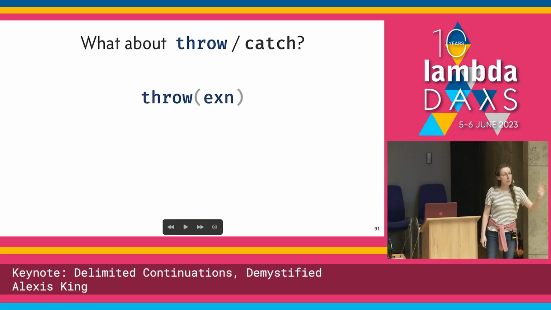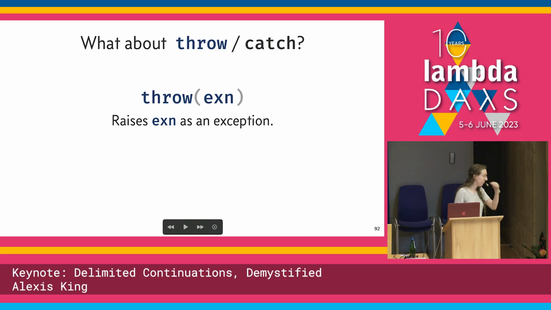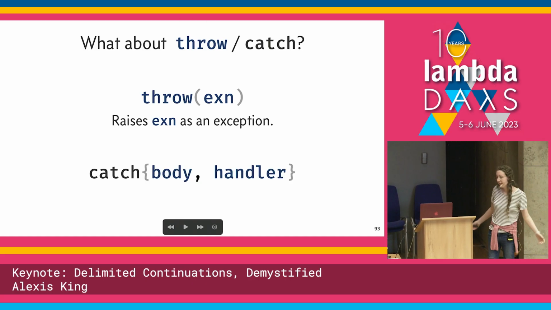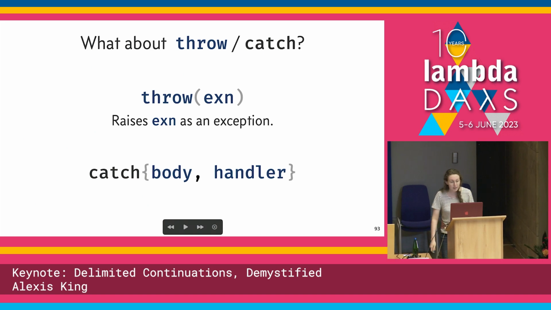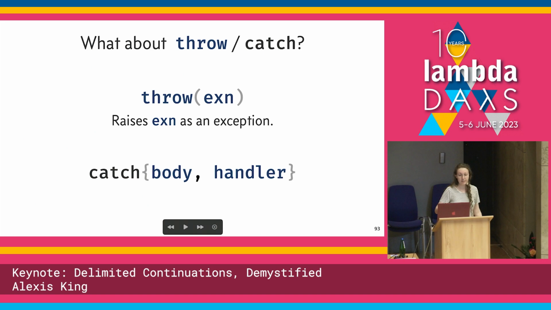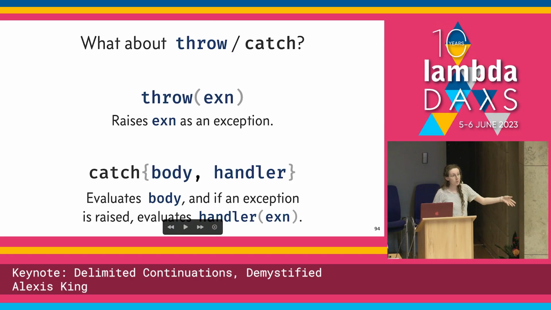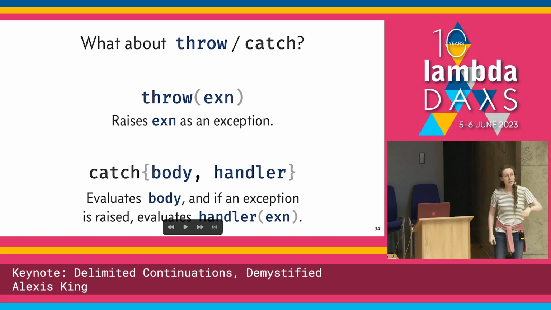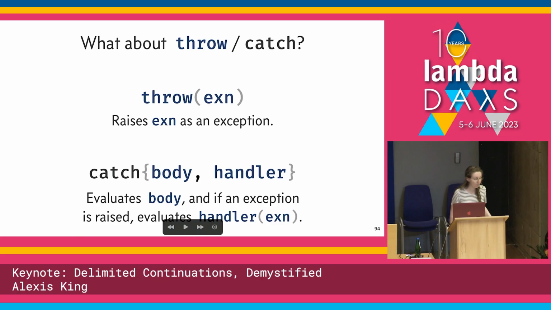For throw, it's simple. It's just a function. It takes an argument. It raises that argument as an exception. For catch, I'm going to use syntax that, as far as I know, no programming language uses, so everybody will be equally upset with me. And basically, it's just for conciseness, but it just evaluates the body. And if the body raises an exception, then it applies the handler expression to that exception. So the handler should produce a function.